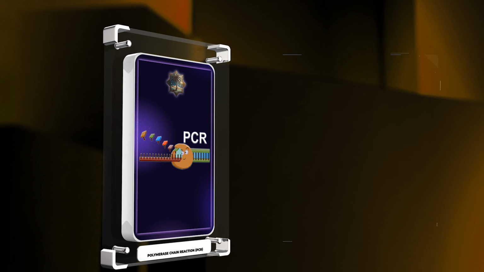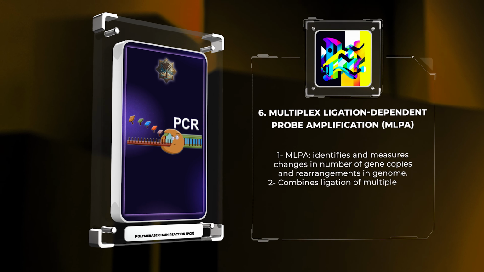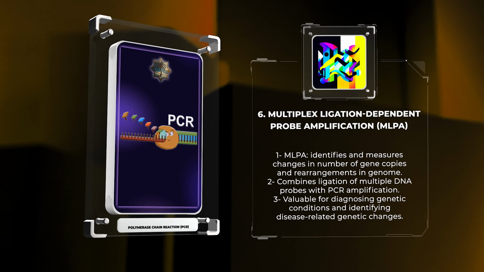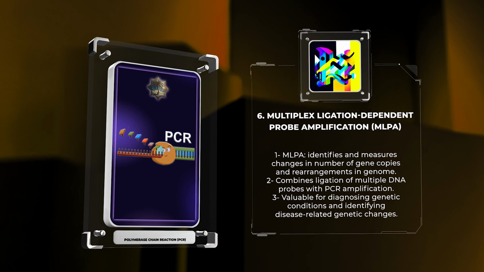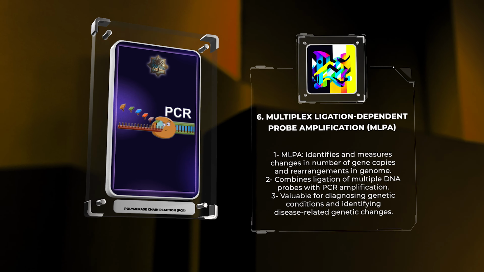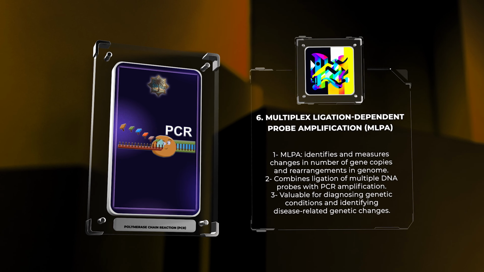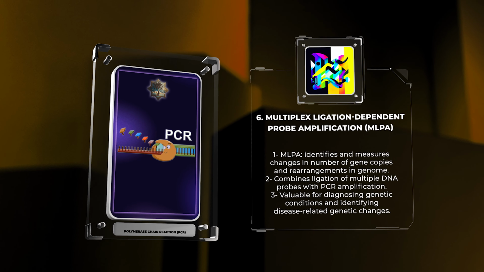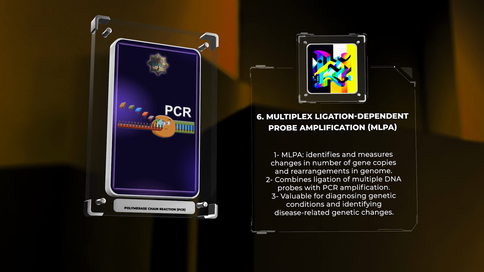MLPA is a technique used to identify and measure changes in the number of copies of genes and rearrangements in the genome. It achieves this by combining the ligation of multiple DNA probes with PCR amplification. MLPA is valuable for diagnosing genetic conditions and identifying disease-related genetic changes.